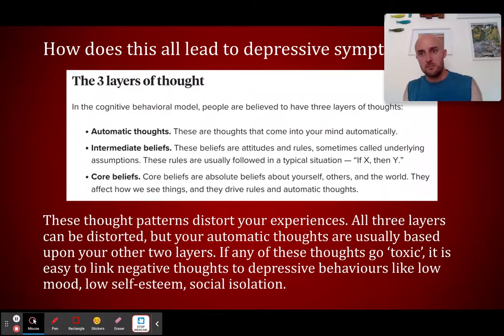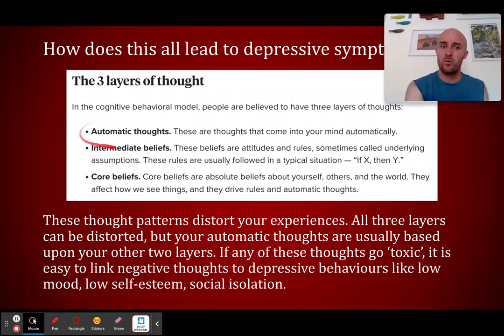And your bottom layer, your deepest layer, are what are called core beliefs. These are incredibly strongly held beliefs. It is a core belief of mine that any student can get an A star. That is a deeply, deeply held belief that is not easy to change.